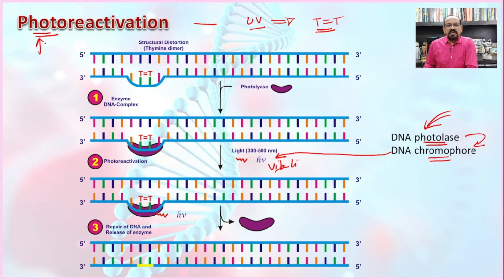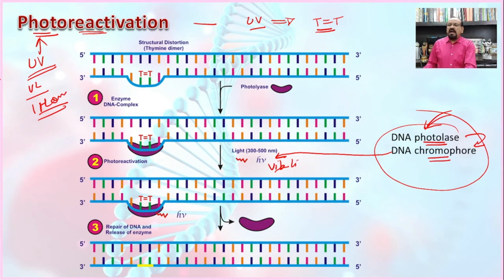In this process of photoreactivation, after the ultraviolet radiation there is need of visible light within 1 hour. So it can be directly restored to normal condition, and there is a mechanism for photoreactivation in every organism. At this time, the enzyme DNA photolyase and the DNA chromophore are added to the thymine dimer of the DNA strand.